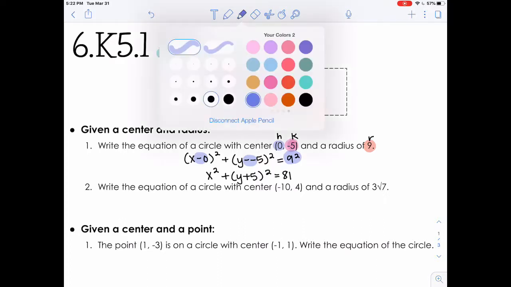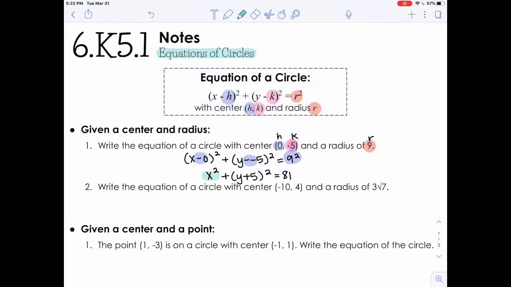This is the most simplified version of the equation for our circle with a center at (0, -5) and a radius of 9. Okie doke, let's go ahead and take a look at the second one. You try. Okie doke, let's start by labeling everything. Hopefully you got the correct answer, but we're going to check our work together.